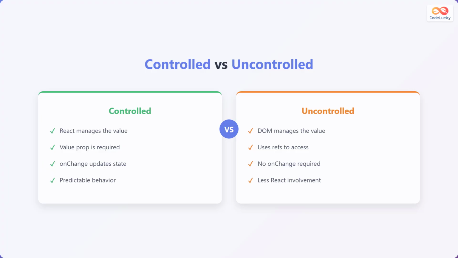On the other hand, with uncontrolled components, the DOM manages the value. We use refs to access the input value, and no onChange event is required, resulting in less React involvement. Controlled components use React to manage form data, while uncontrolled components rely on the DOM.